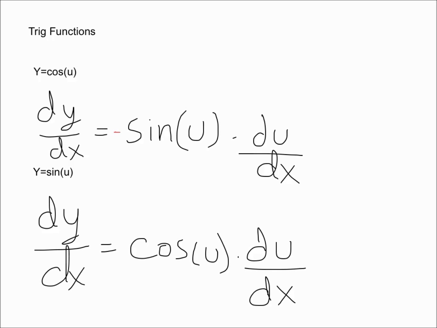In this video I'm going to solve practice problems on trig functions. As a quick reminder, the derivative of cosine u is dy/dx equal to negative sine of u times du/dx, so be careful about that sign. For sine u, dy/dx is equal to cosine u times du/dx, without any negative sign on it.